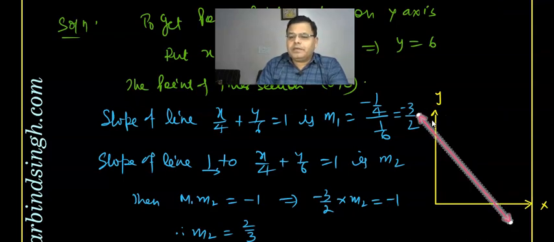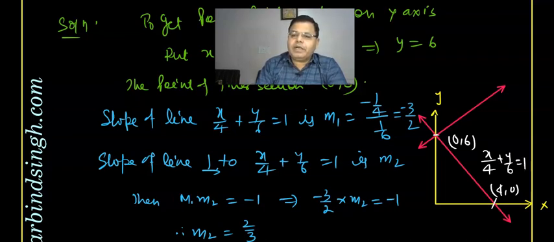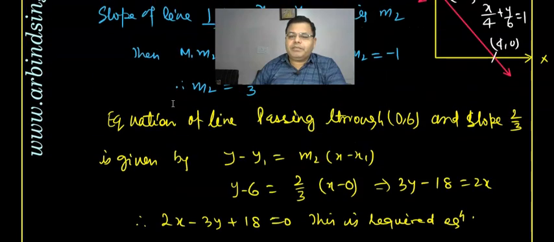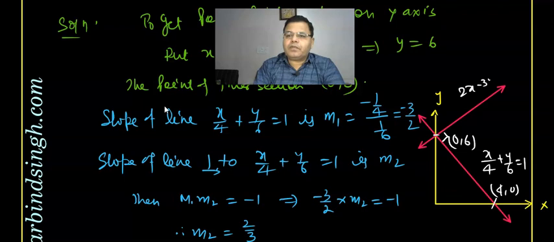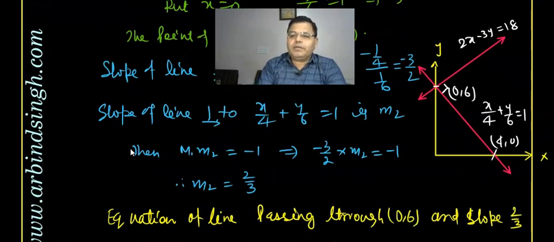So this is the line x by 4 plus y by 6, and you have to find the equation of the line perpendicular to this. Here the x-intercept point is (4, 0) and the y-intercept is (0, 6). Then this equation is x by 4 plus y by 6 equal to 1. Because this is a perpendicular line, we have to find its equation, and we have calculated it as 2x minus 3y is equal to 18. You have to calculate that the point of intersection on the y-axis is (0, 6), and find the equation of this line.